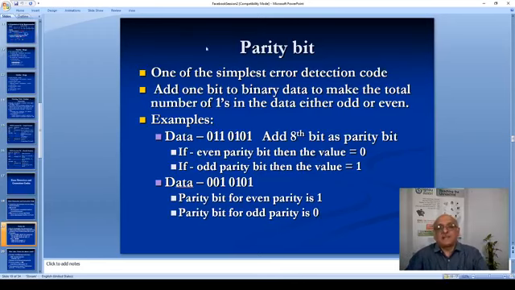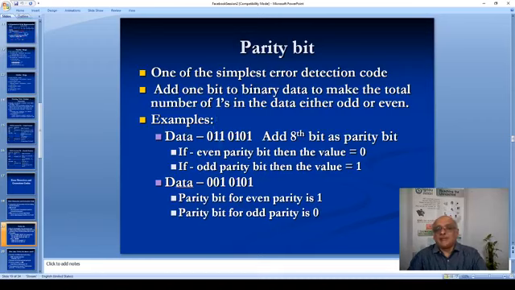Now the very first thing I'm going to discuss with you is the parity bit. This is a very simple concept, and you should enjoy it. It is one of the simplest error detection codes. What we do in this is add 1 bit to binary data to make the total number of ones in that data either odd or even.